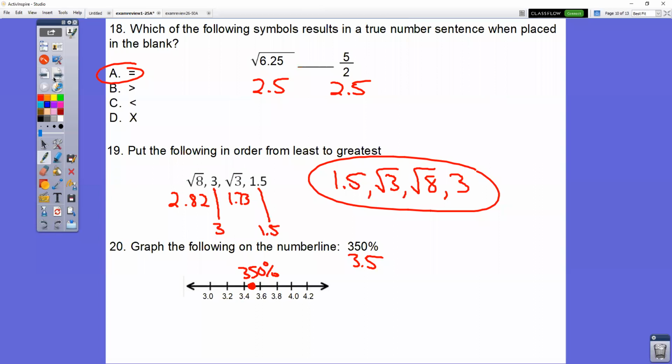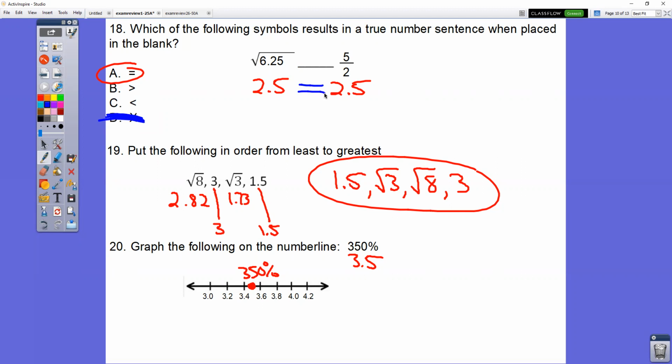In question number 18, which of the following symbols results in a true statement? We have equal to, greater than, less than. Why on earth you would even pick D, I don't know. That doesn't make any sense, all right? And X doesn't make any sense. That shouldn't even be a choice. So we want to put these into the calculator. When you do that, you get 2.5 and 2.5. 2.5 is equal to 2.5.